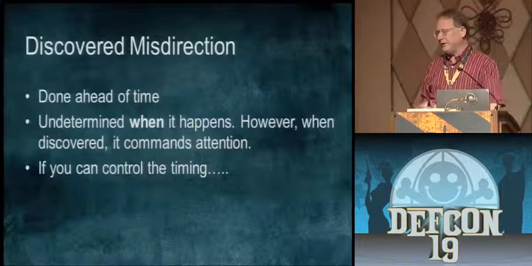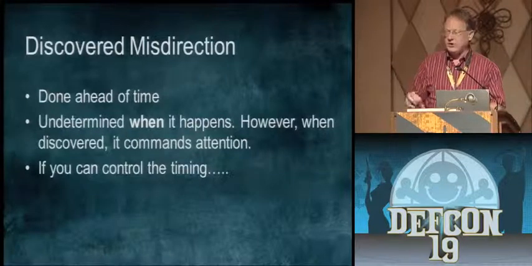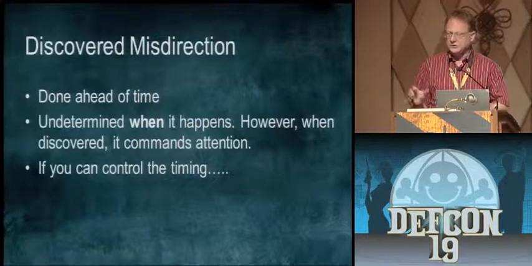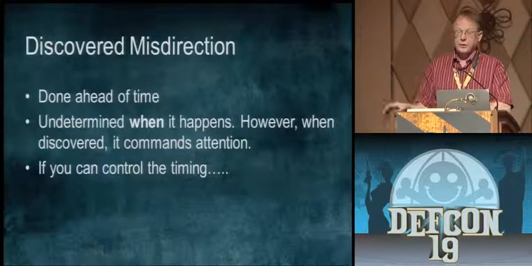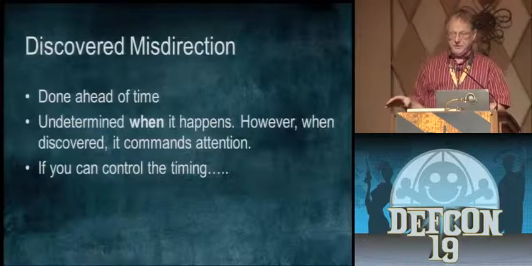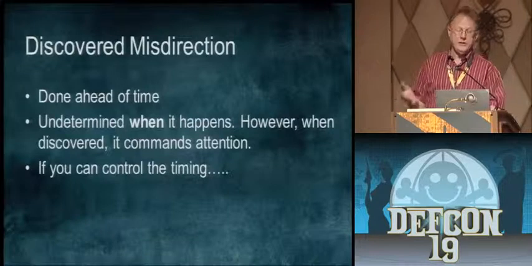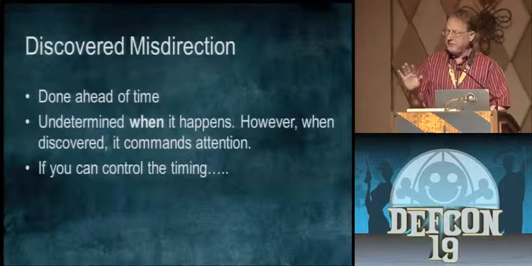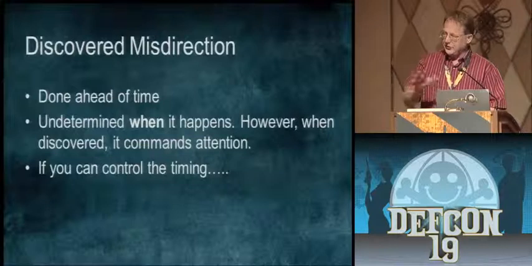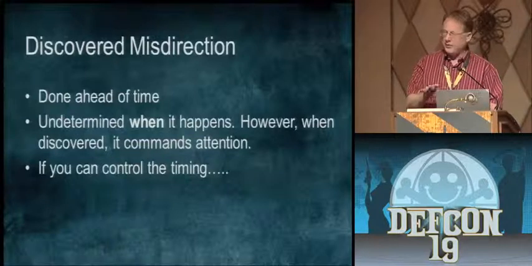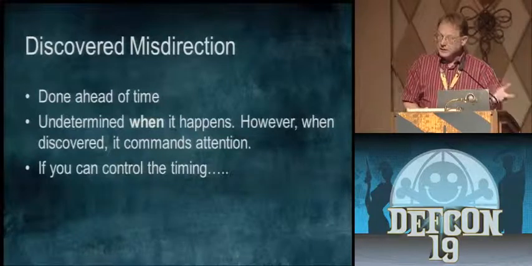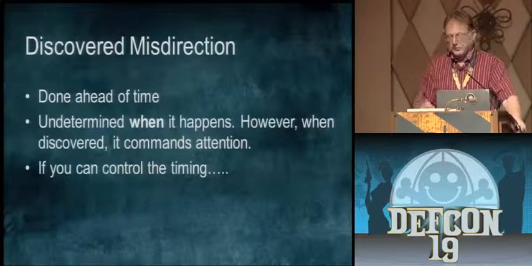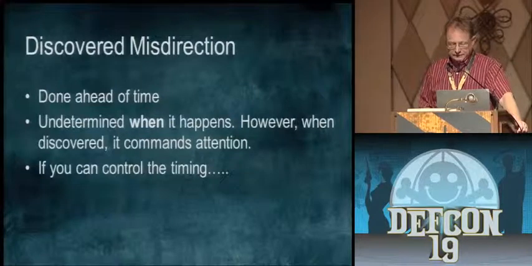Now there's another kind, which is a little subtler. It's called discovered misdirection. In other words, you don't tell them about it, you wait for them to discover it on their own. So it's sitting there ahead of time, waiting to be discovered, and when they look at it, they say, oh my, and they look at this. So it can be very useful, but you have to control the timing, because the timing is not always under your control. If you can do certain things to make them want to go there and look at it, that's what this will do. So I'm going to give an example of this later on.